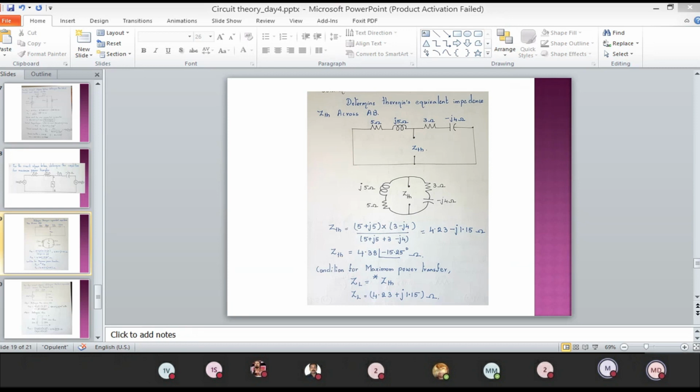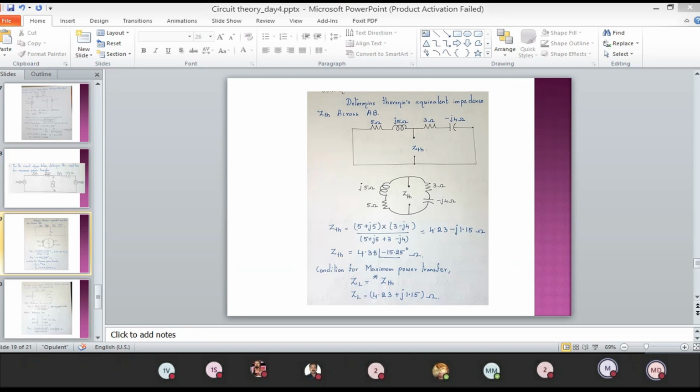Are you able to understand? So clearly understand the circuit. Modifying and developing the circuit is very, very important. So 5 plus J5 and 3 minus J4 are not connected in series. Both of them are connected in parallel.